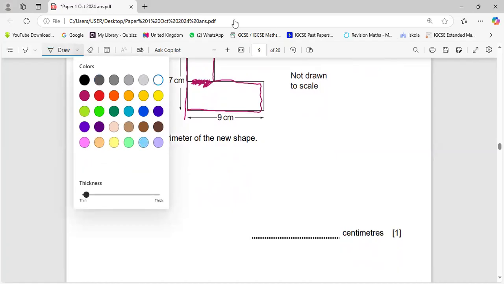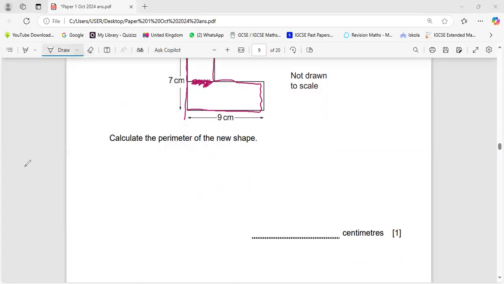Here is the answer. Where is the answer? It's going to be 32. How to get it? 7 plus 9 multiplied by 2. First two. Again, I try this one and this one.